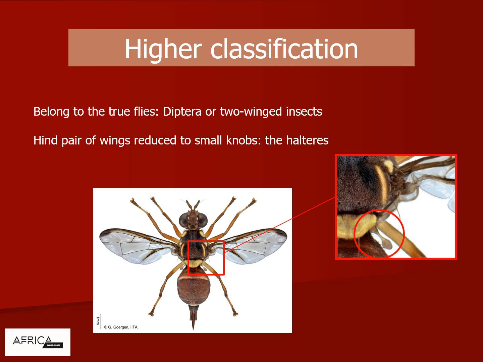On this picture you see the position of the halteres on the body of a fruit fly, and on the right hand side an enlargement of the structure encircled in red.